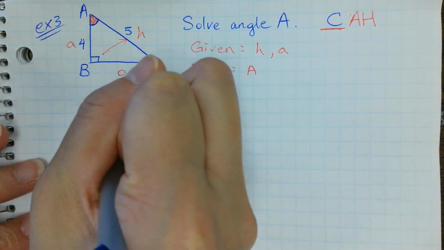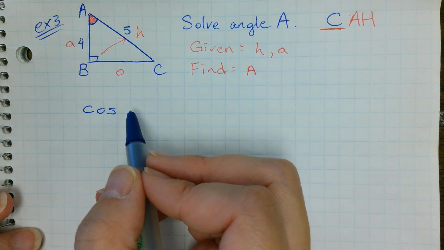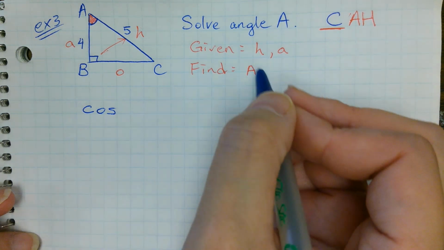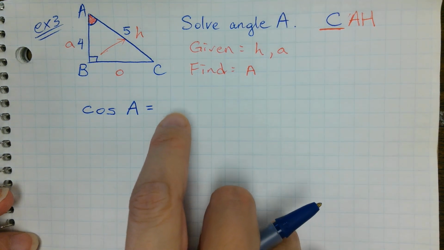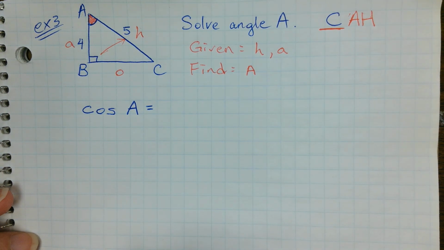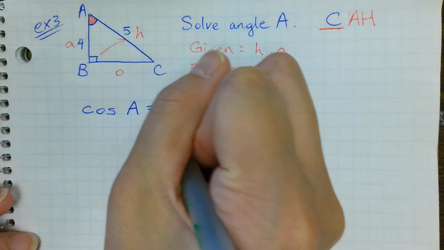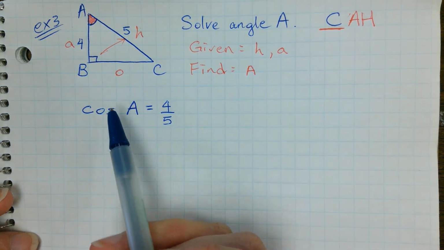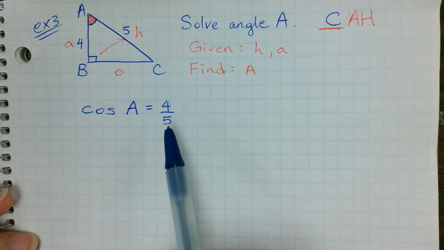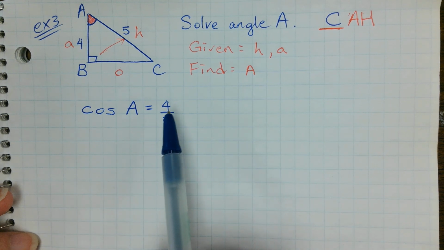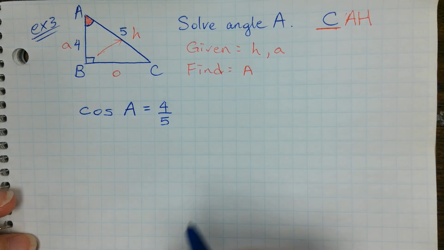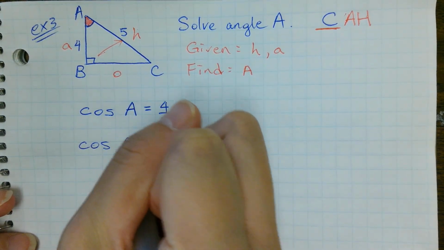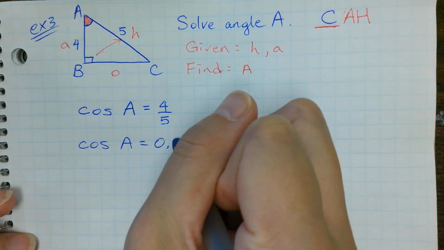So let's set it up. Cosine. Do we know the angle? No, and that's what we're trying to find, right? So we keep A, and then it's adjacent over hypotenuse. So it's what over what? Ivy? 4 over 5. Excellent. Right? Adjacent over hypotenuse. 4 over 5. What is 4 over 5? 0.8. Yeah, it's just a decimal. So cosine A equals 0.8.